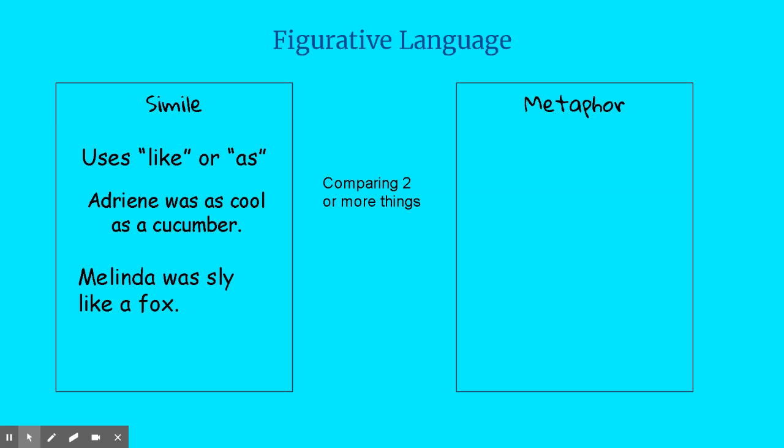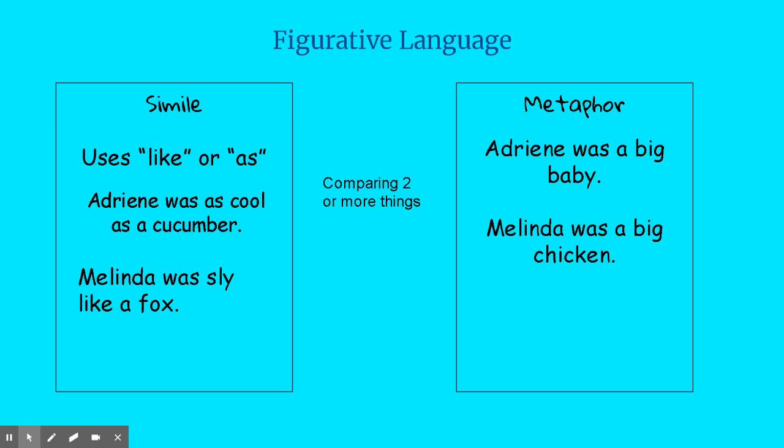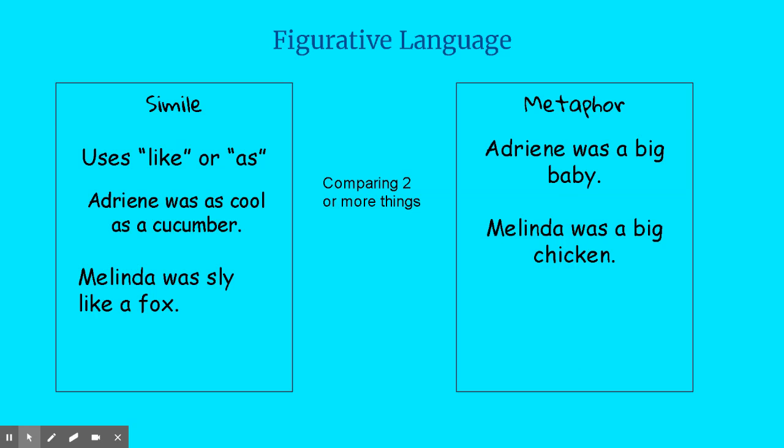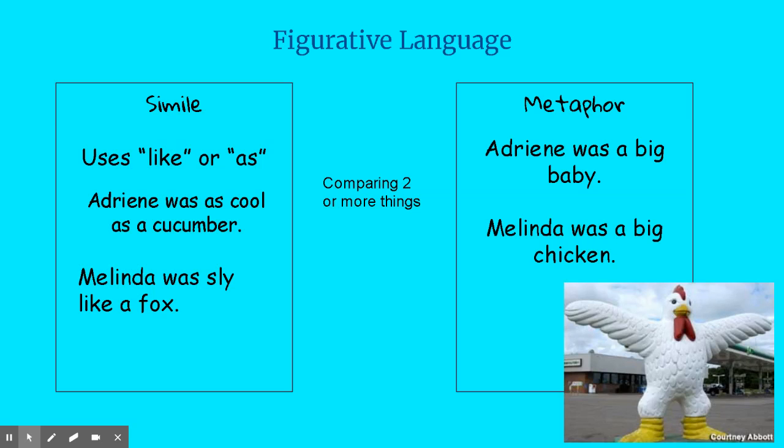So now let's look at some examples of comparing two things without like or as. So I have first, Adrian was a big baby. So I'm comparing Adrian to a baby, but I don't actually mean that she is a giant baby, like from Boss Baby. I mean that she's just not acting her age or she's throwing a fit. Then we have Melinda was a big chicken. So I'm comparing Melinda in this sentence to a chicken. But do I actually mean that she's a giant chicken? No, I mean that she's being scared.